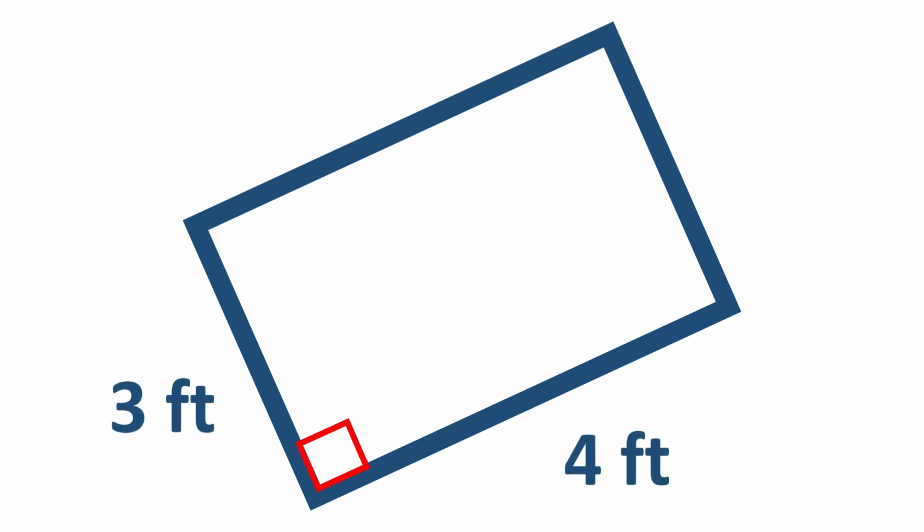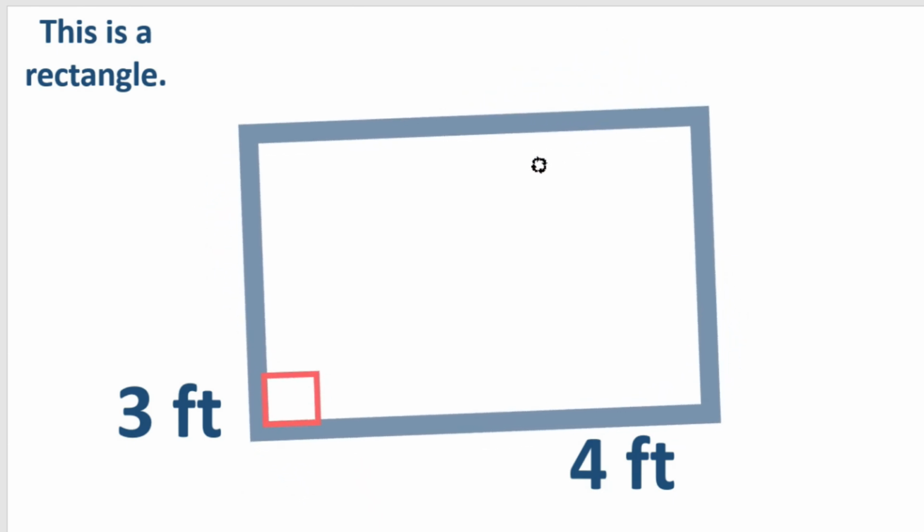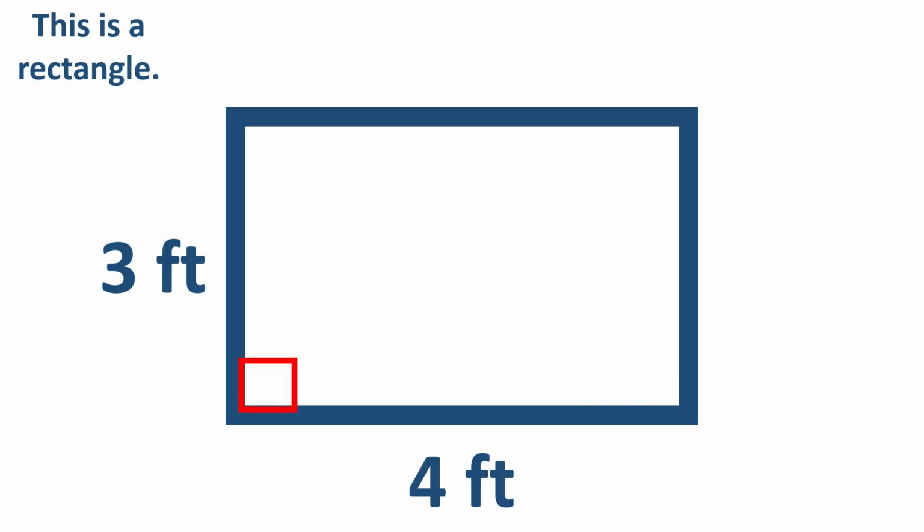Sometimes you'll see a rectangle rotated like this, but the little square tells us this angle is 90 degrees. If you turn the paper or your head, you can more easily recognize that this is a rectangle. Here, 2 sides are horizontal and 2 sides are vertical.